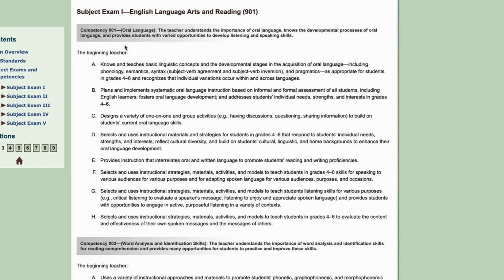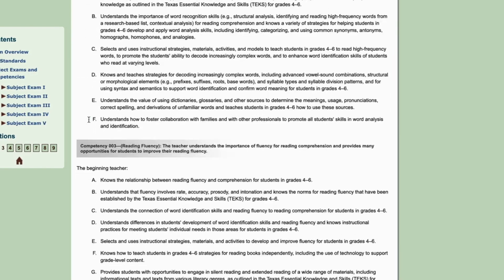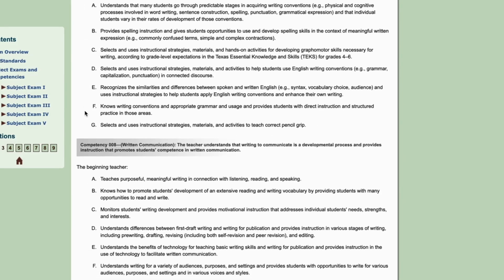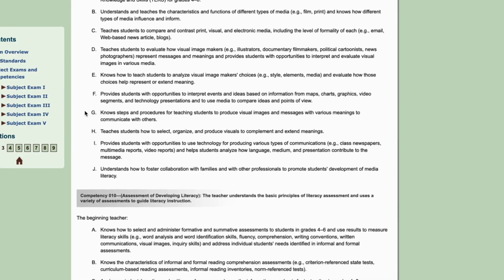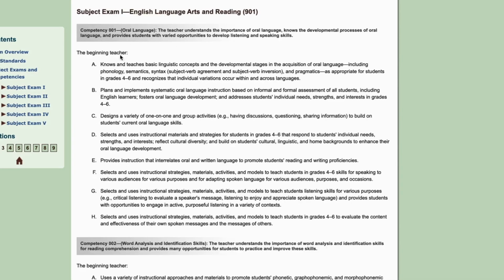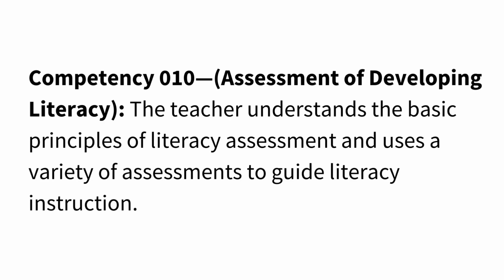Let's get started. As you can recall from the NES and Texas Education Standard Administration website, the Texas Core Subjects 391 English Language Arts and Reading exam has a total of 10 competencies. This lesson is all about competency number 10, which reads, Assessment of Developing Literacy. The teacher understands the basic principles of literacy assessment and uses a variety of assessments to guide literacy instruction.